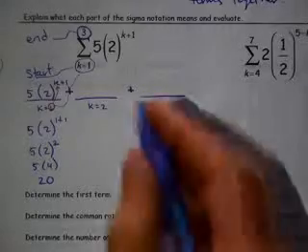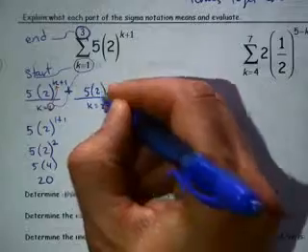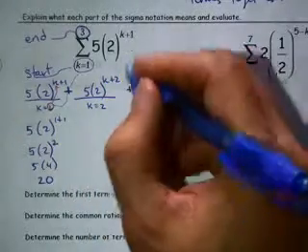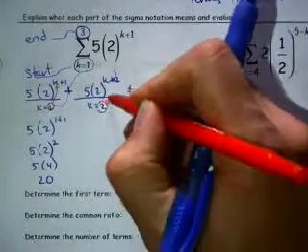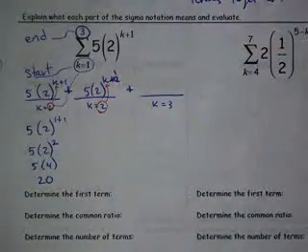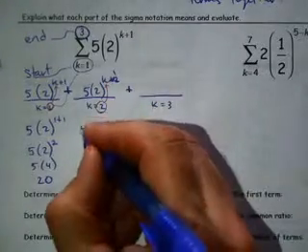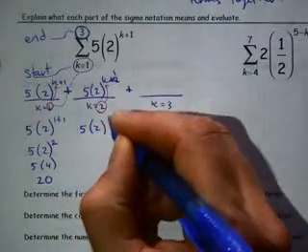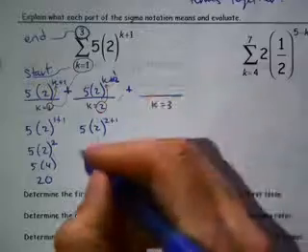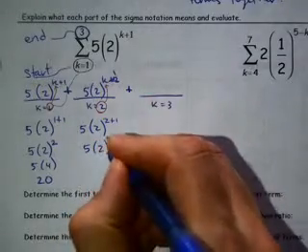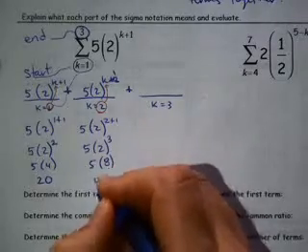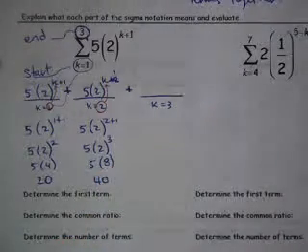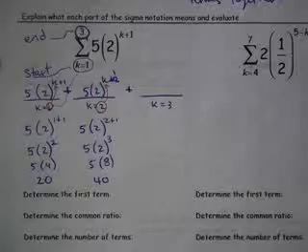Let's do the second one. We've got 5 squared k plus 1. But this value here goes in for k. Here we've got 5, 2 plus 1. 5, 2 to the 3, 5 times 8. We've got 40. And what's going to happen for the third one?